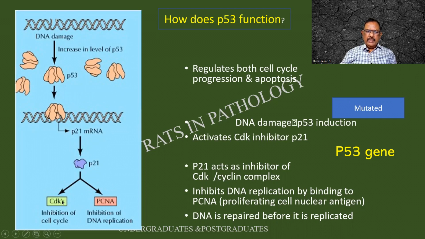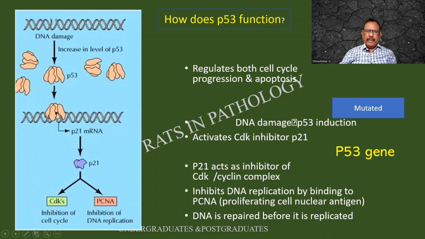And what happens is they lead to inhibition of the cell cycle and inhibition of DNA replication. So the cell cycle is stopped, the replication is stopped, as a result of which there is no malignancy. Normally, malignancy is triggered by a defect or an injury to the DNA.